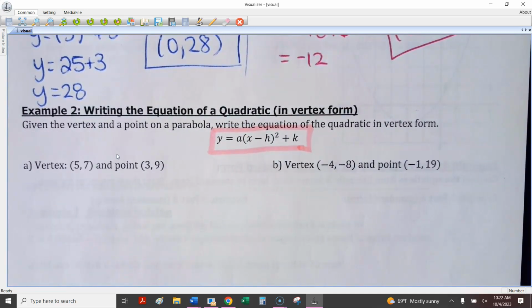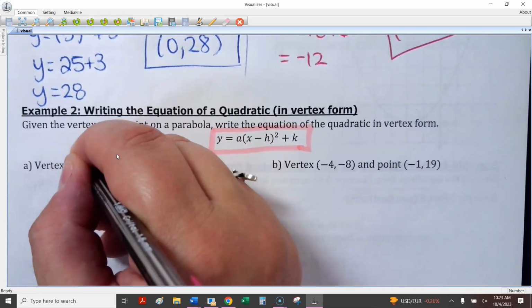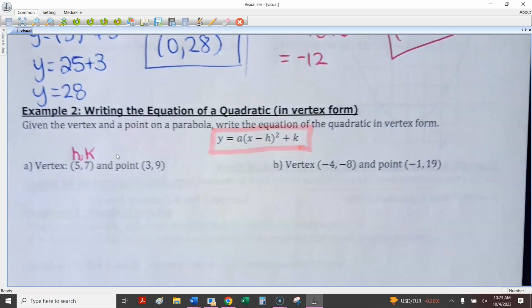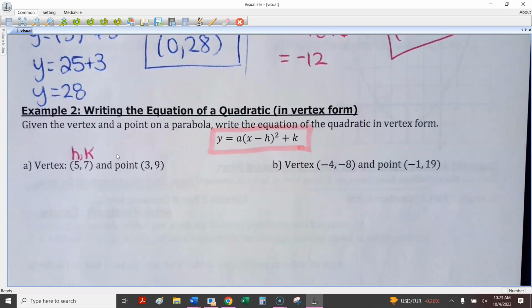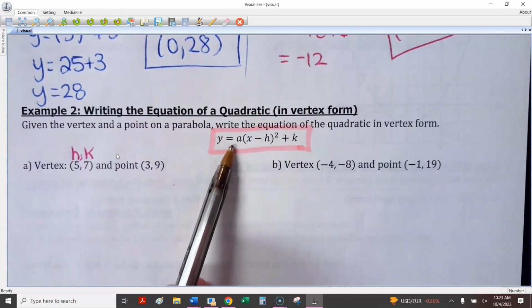So if I'm using vertex form, what letters in that form are the vertex? Do you guys remember? H and K. So super important. You can't mix these up or it'll mess your problem up. The vertex, they tell me, for the question we're going to do first is (5, 7). So that is telling me that's h and k. Now, if they give you a point, this is just some point on the parabola. I don't have a picture of this to look at right now. I could sketch one, I guess, if I wanted to, but all you need is a vertex and a point to write this in vertex form.